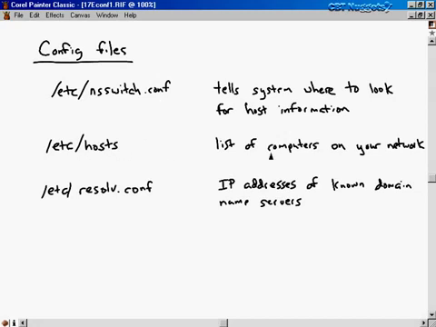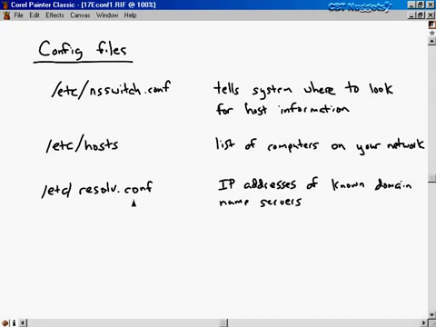/etc/hosts lists computers on your network. So this is a good way to resolve IP addresses and names for local stuff. That's going to be done here. It's never going to leave your local network to resolve IP addresses and names for local stuff, because it's going to look in /etc/hosts first.